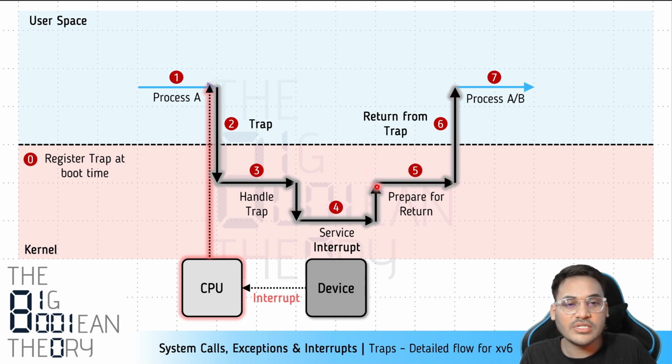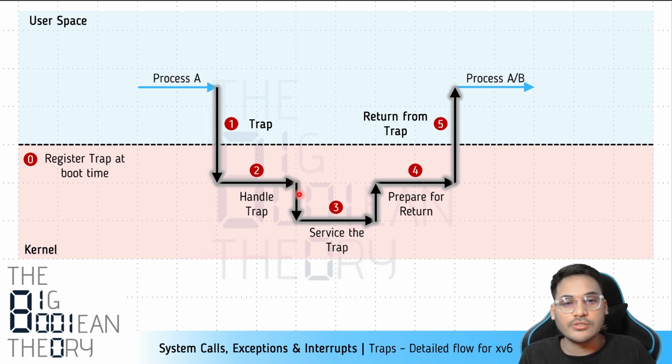So this is the flow which is common across all different kinds of traps, whether it is a system call or an exception or a device interrupt. The same common code flow is utilized by the xv6 operating system to deal with the trap. So this is the flow that we are interested in. This is a generalized diagram of the code flow that deals with the trap.